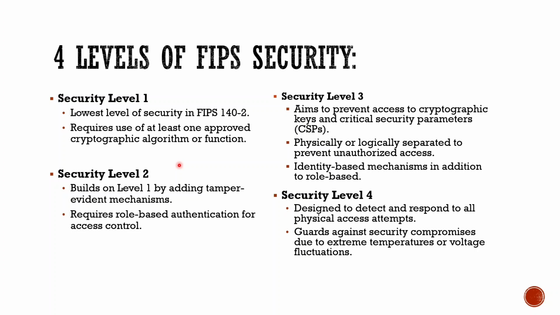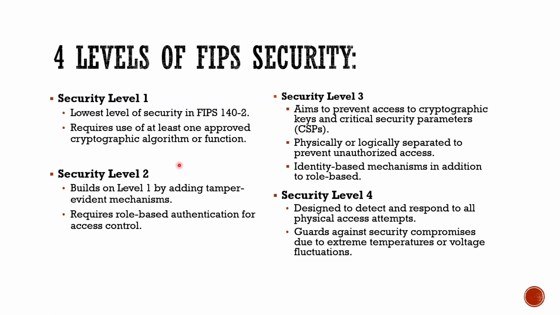Moving on to the level 4 security. This is the highest level of security in FIPS 140-2. This is designed to detect and respond to all physical access attempts. This also provides immediate data zeroization upon intrusion, suitable for physically insecure environments, etc. In addition to that, environmental protection is also available in this level.